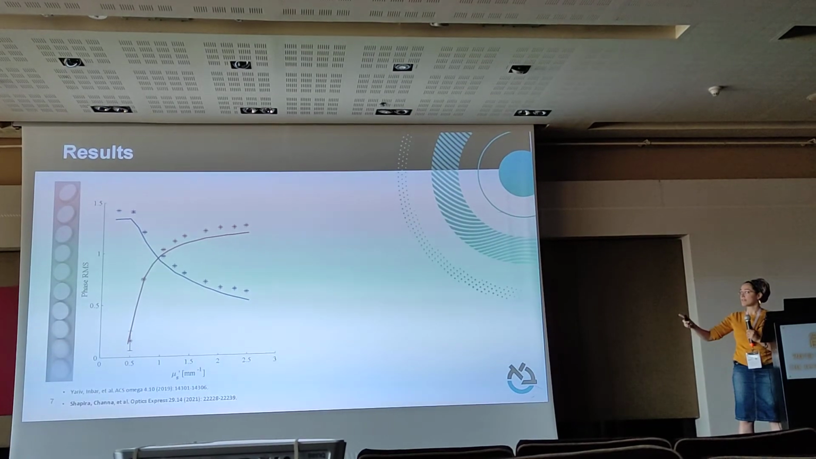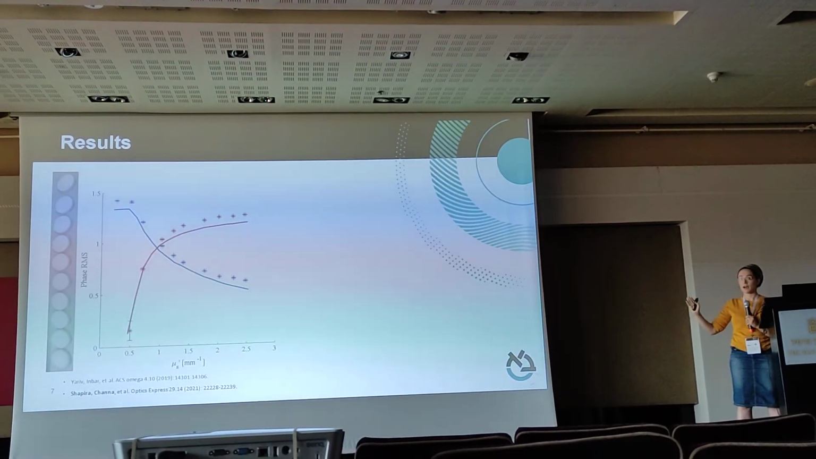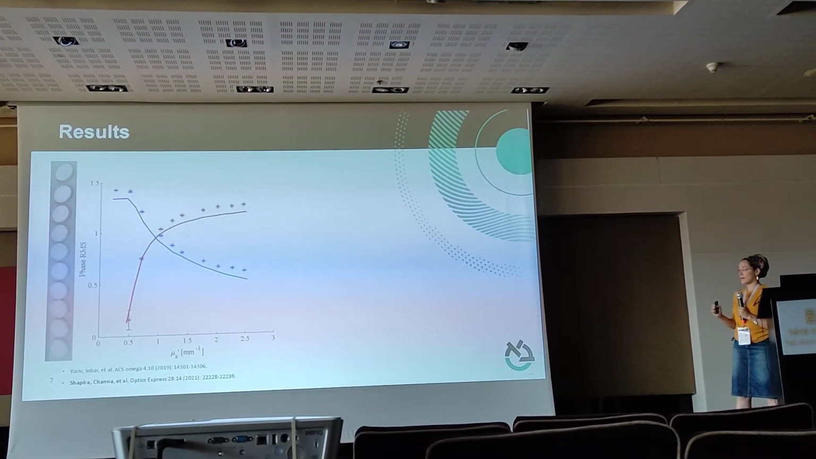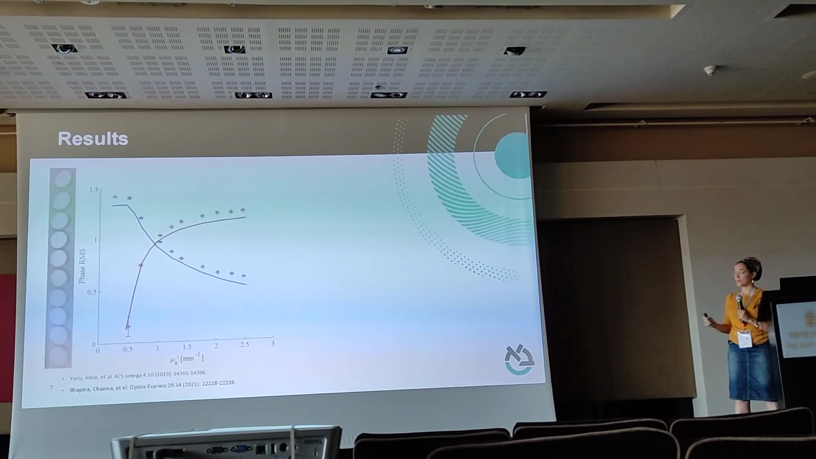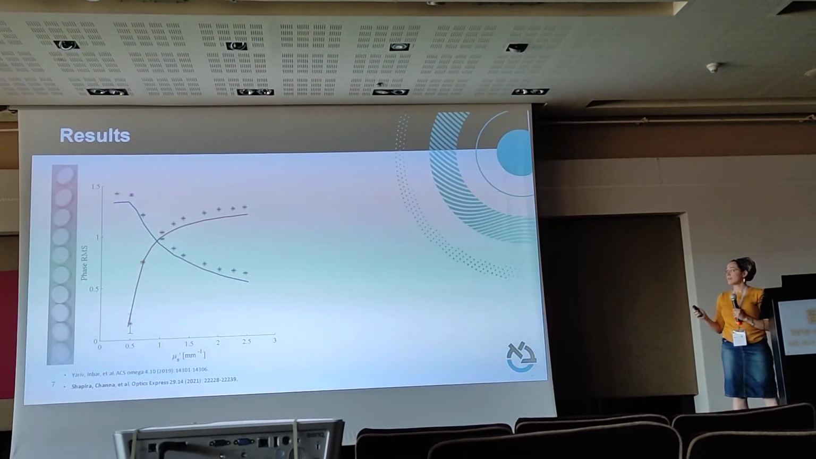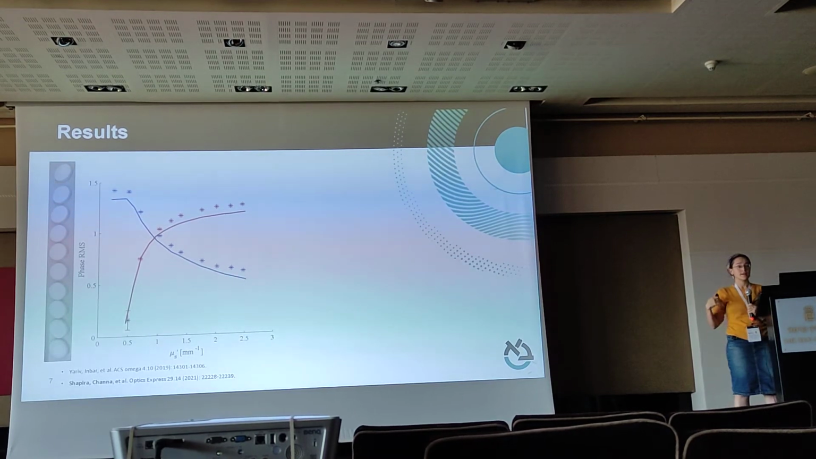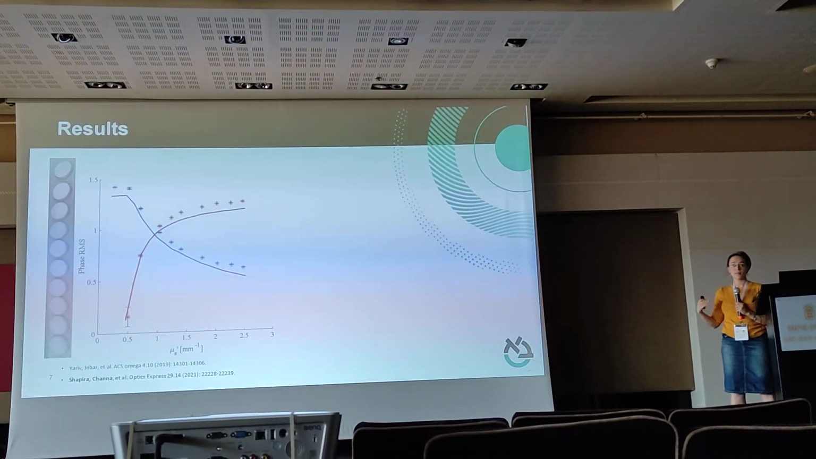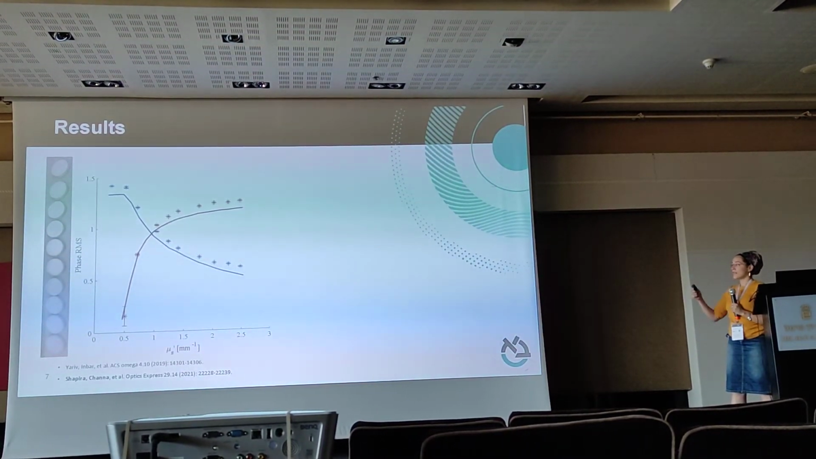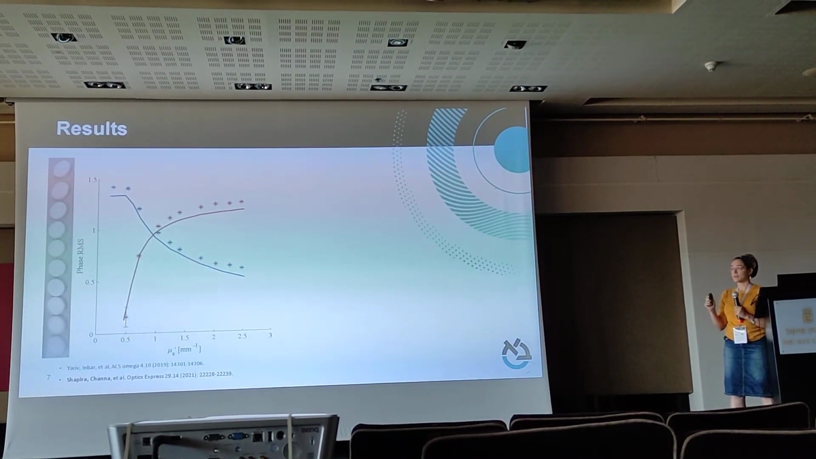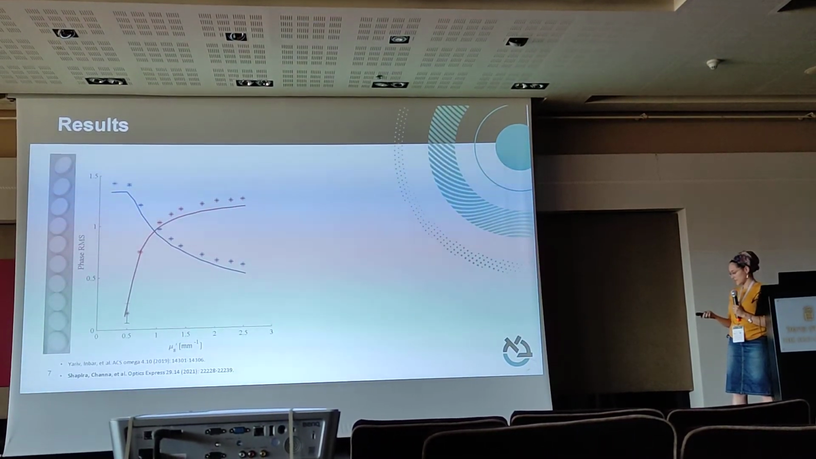I will mention our phantoms now. You can see on the left the phantoms that were measured for validating our theoretical model. These are 10 phantoms that we prepared with known optical properties. Every phantom has a different reduced scattering coefficient.